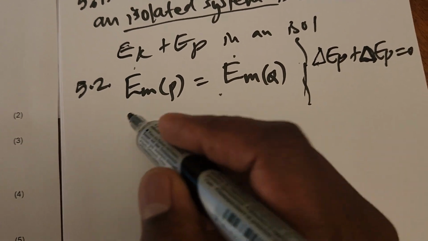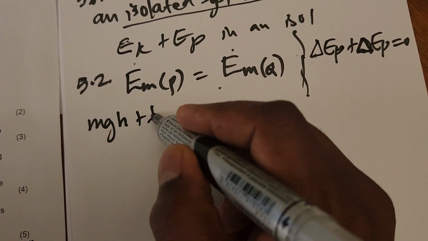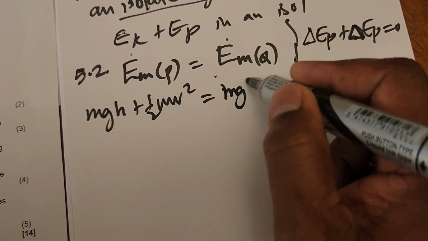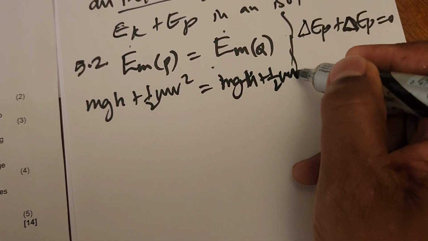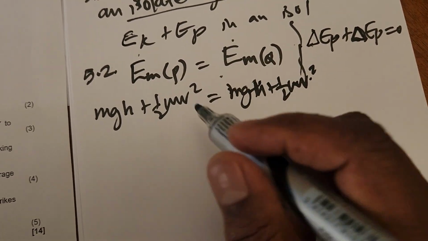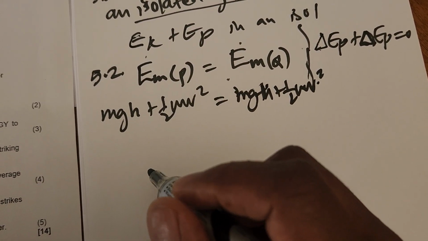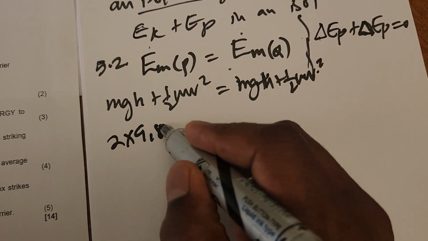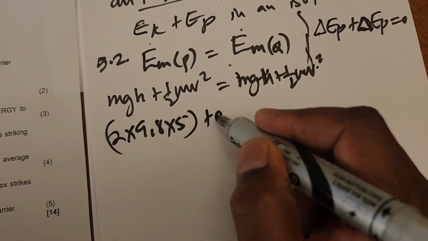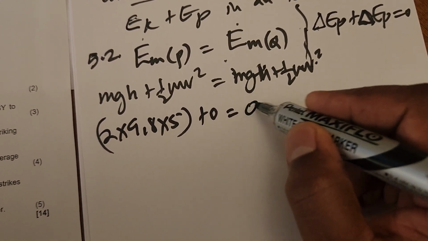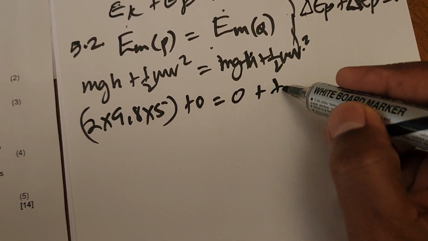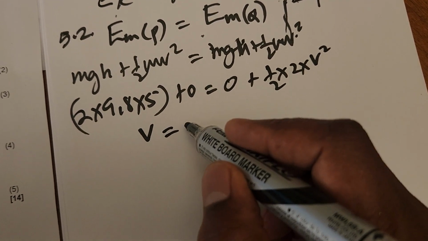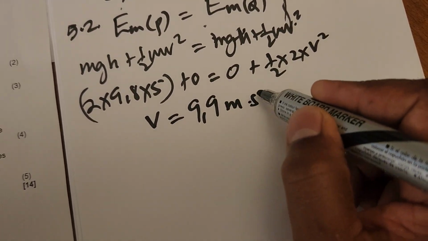In this case, it's mgh plus half mv squared at P, equals mgh plus half mv squared at Q. Because it starts from rest, it will have only potential energy there. The mass is 2 by 9.8 multiplied by the height, 5, plus 0 equals, at the bottom there's no height so we have 0 again, and then half of 2 multiplied by v squared. If you use your calculator, v will be 9.9 meters per second.